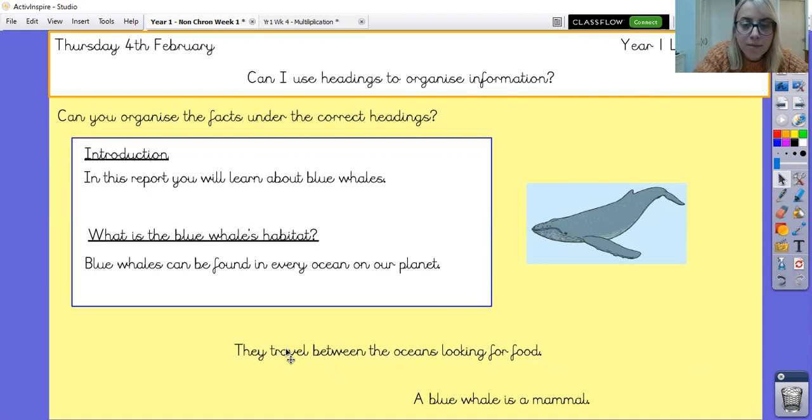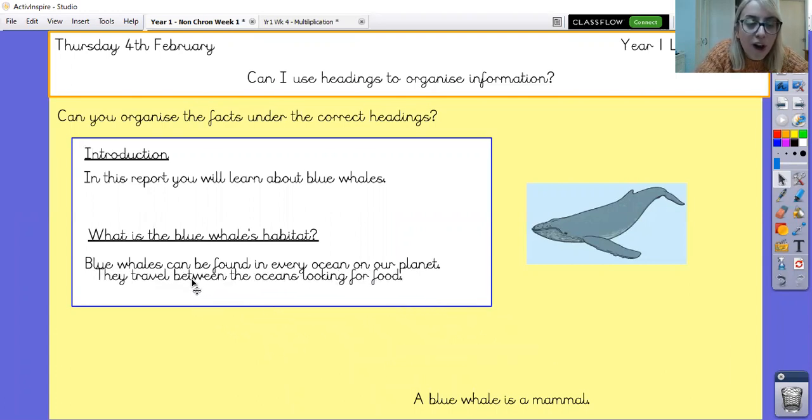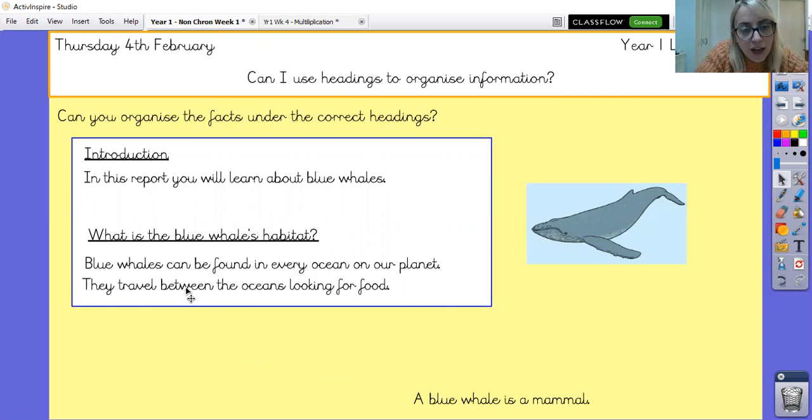So that gives me a little bit more information. It tells me that they don't just live in one ocean, they travel between the different oceans on our planet looking for food. So again, that's about where we will find animals, where we would find blue whales. Okay, so that's all about their habitat. I'm going to pop that one there.